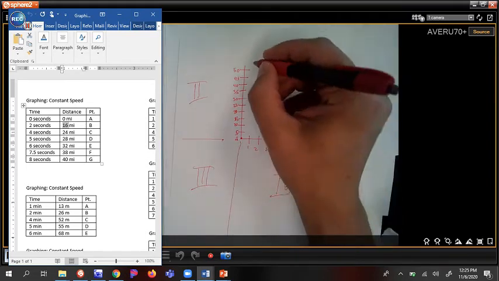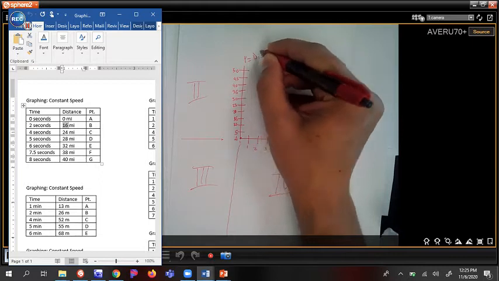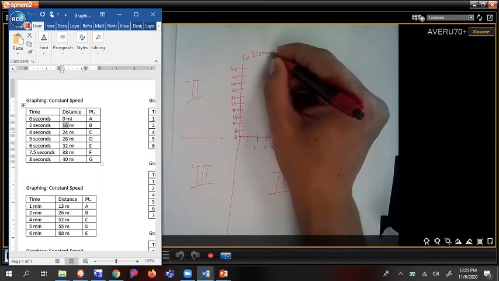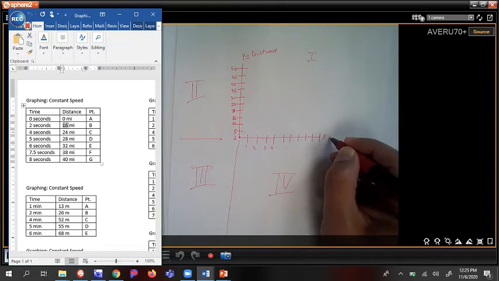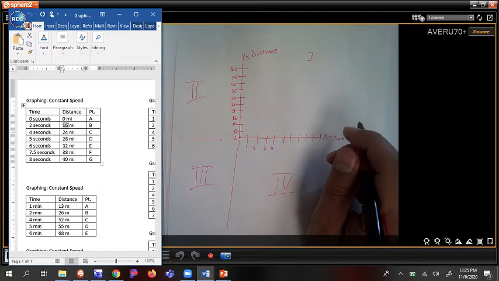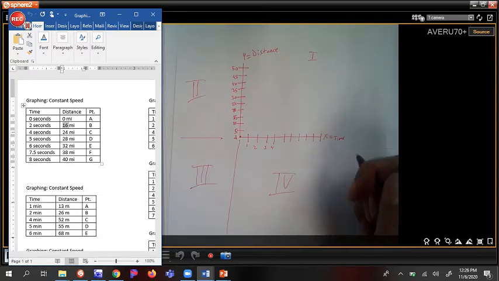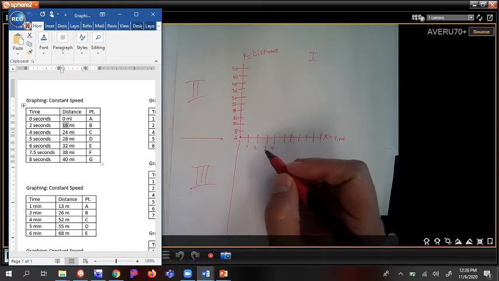I did forget to say y is our distance side and x is our time side. So if that's something that would help you, I apologize for not putting that sooner. Let's take a look at that distance. There is 16 miles. So that's in 2 seconds.